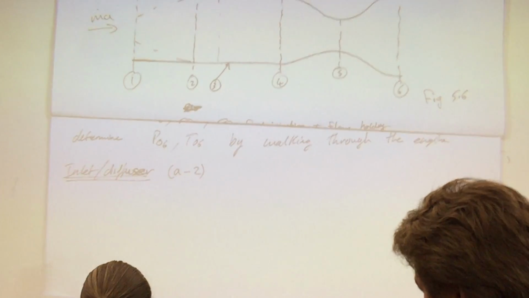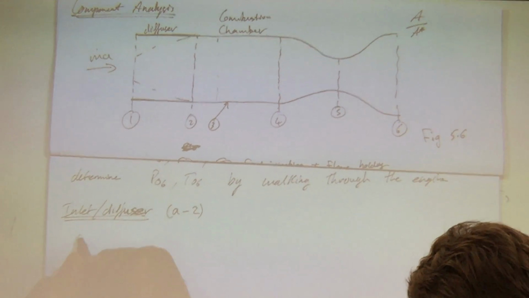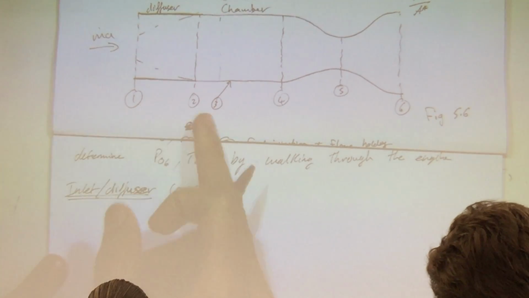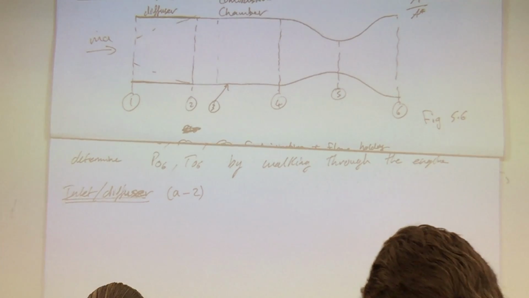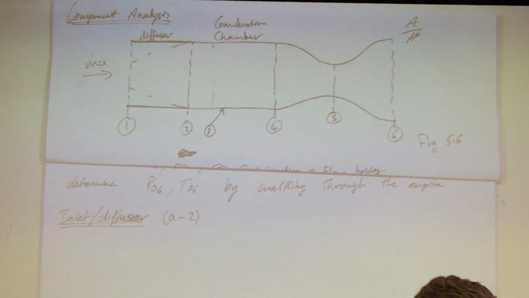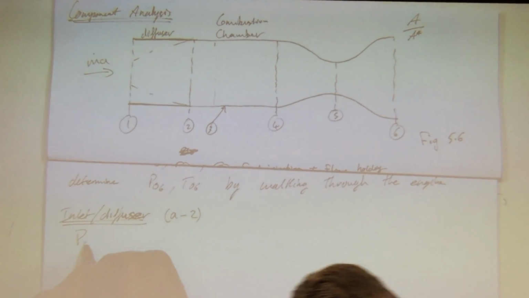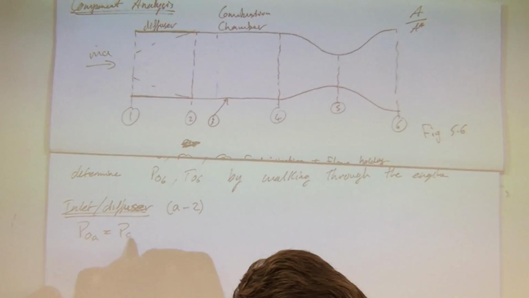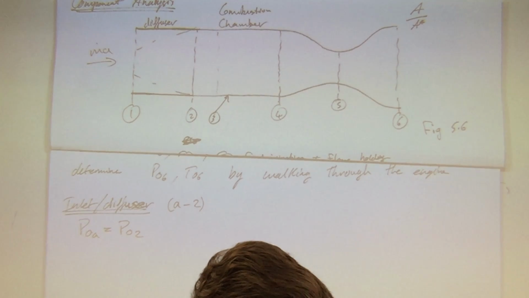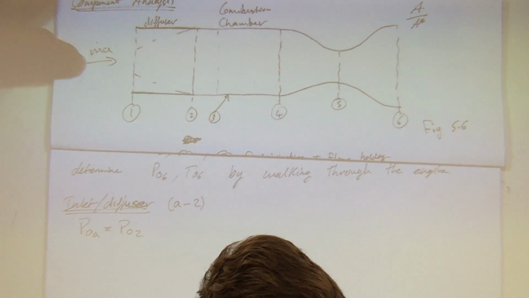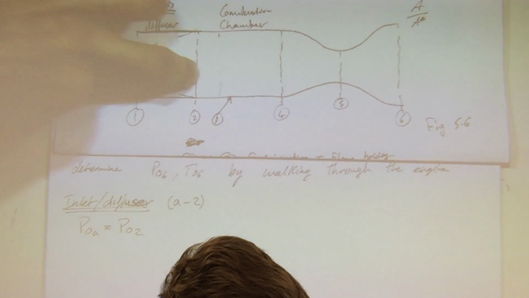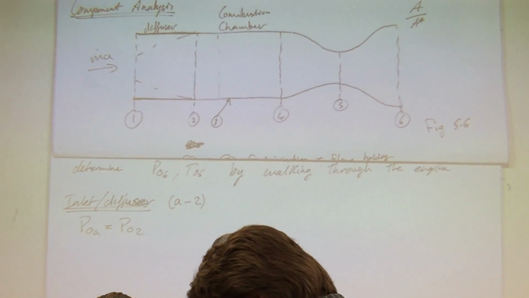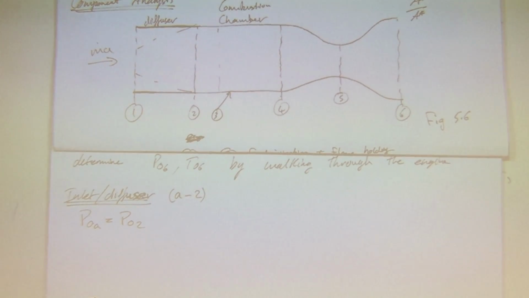Okay, so what do I have? Well, since this is isentropic, I'm assuming my ideal situation. Therefore, my P stagnation at ambient is equal to my P stagnation at 2. I'm assuming a completely isentropic ideal situation, no losses from here to here. Make sense? So these are my stagnation properties.